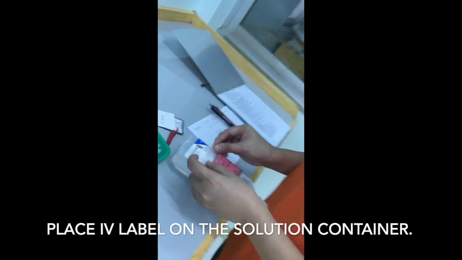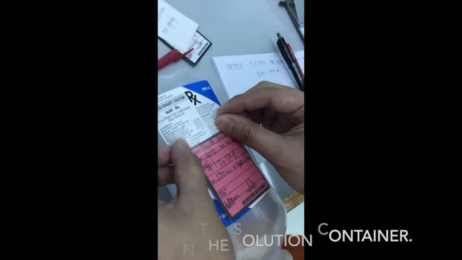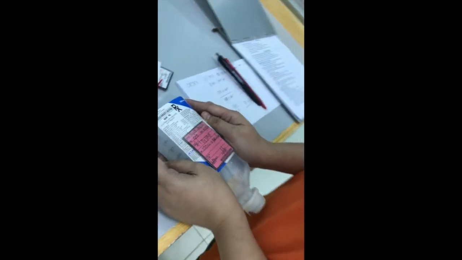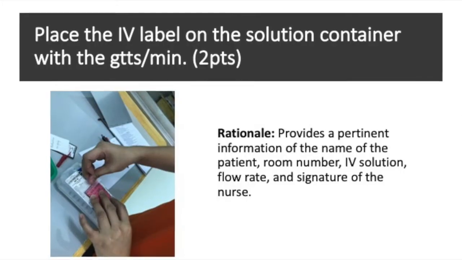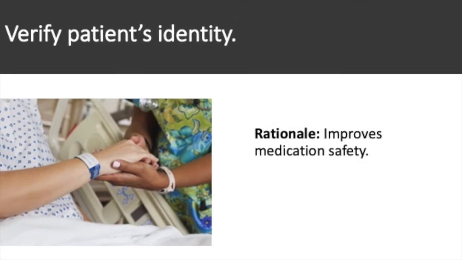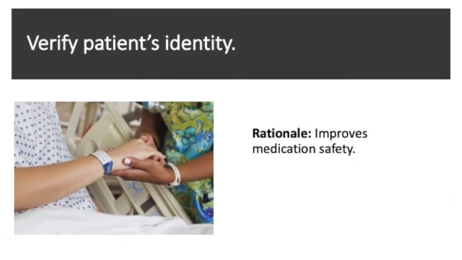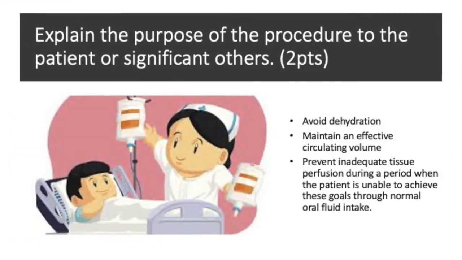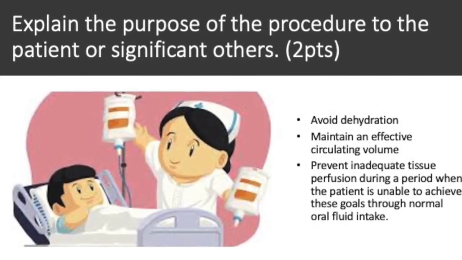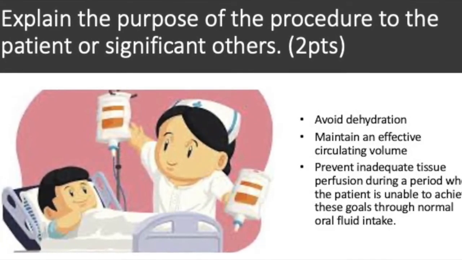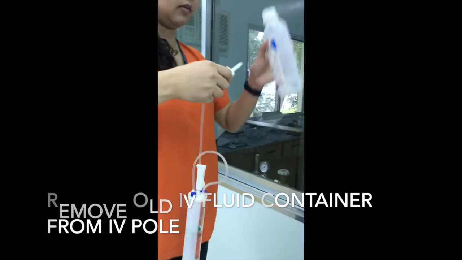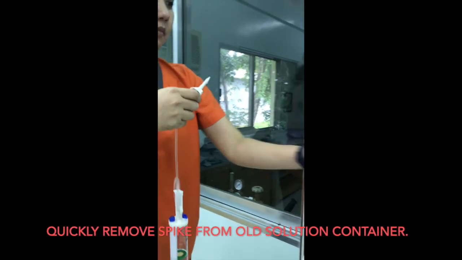Next is place the IV label on the solution container with the drops per minute. It provides pertinent information of the name of the patient, room number, IV solution, flow rate, and signature of the nurse. Verify patient's identity. It improves medication safety. Explain the purpose of the procedure to the patient or significant others. It promotes patient education.